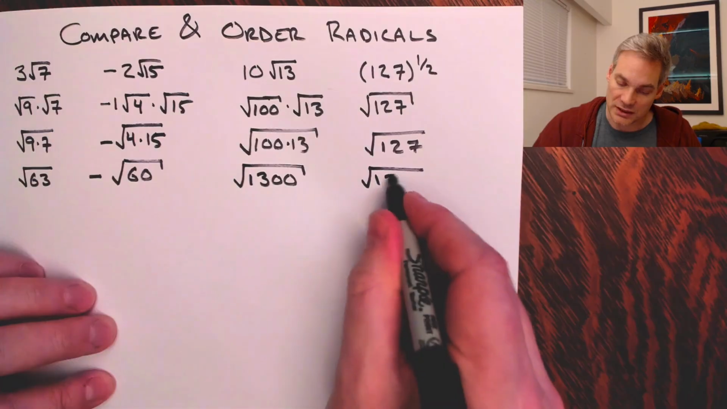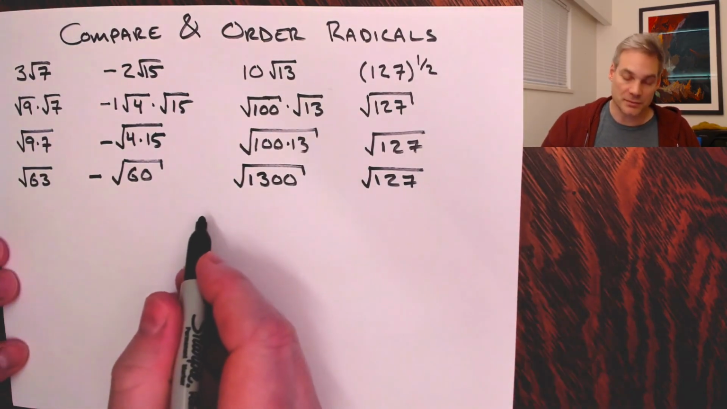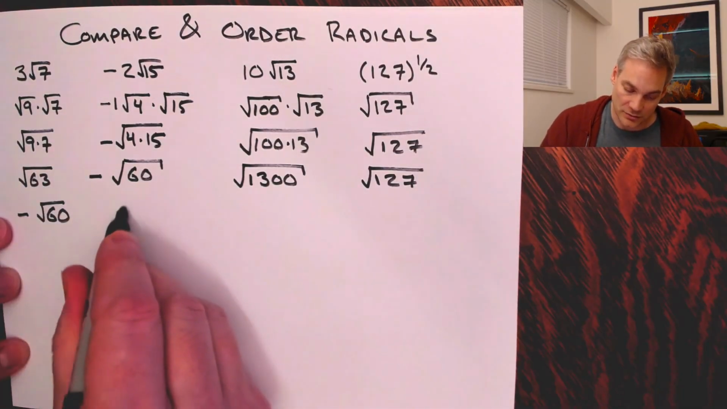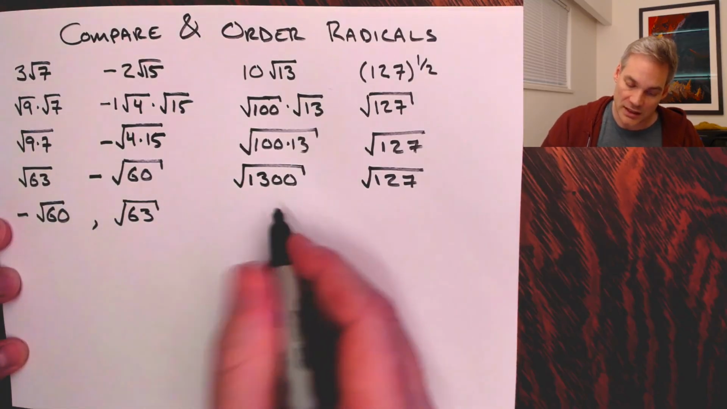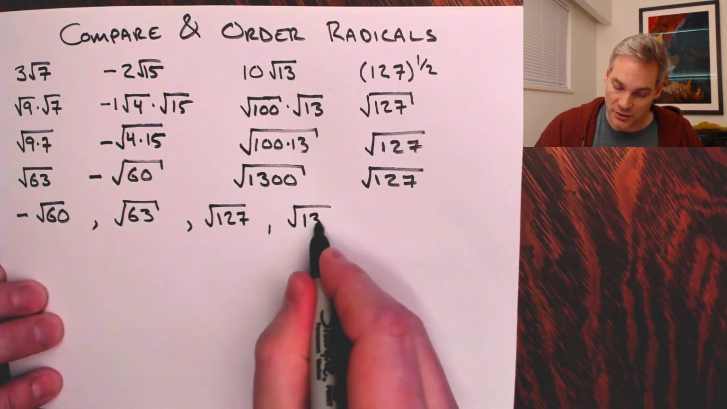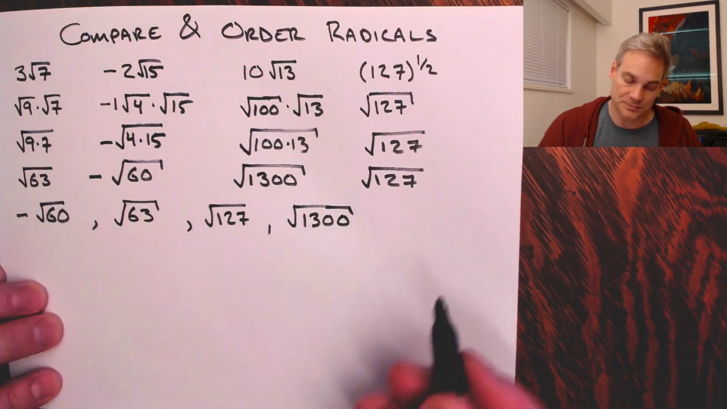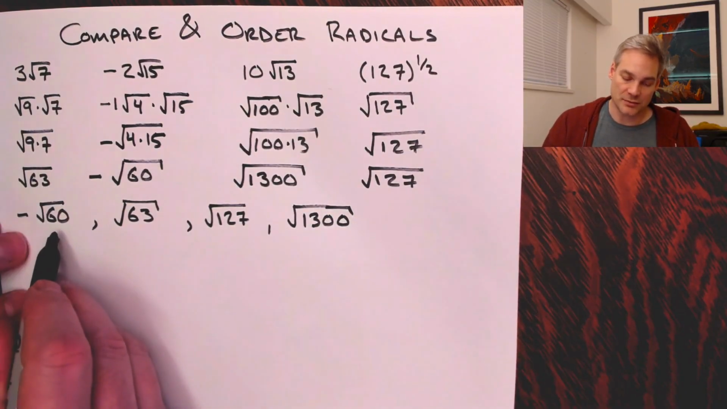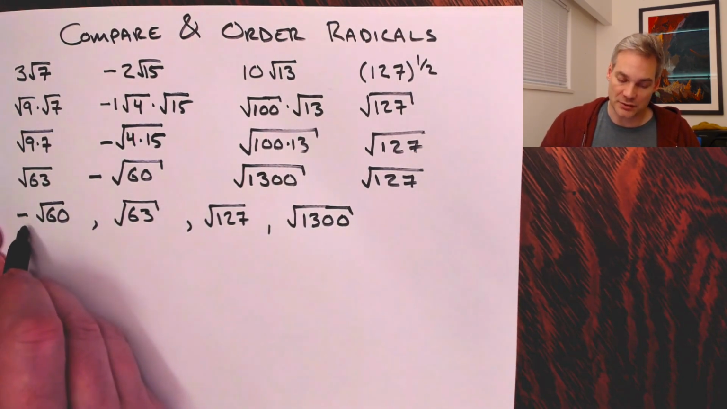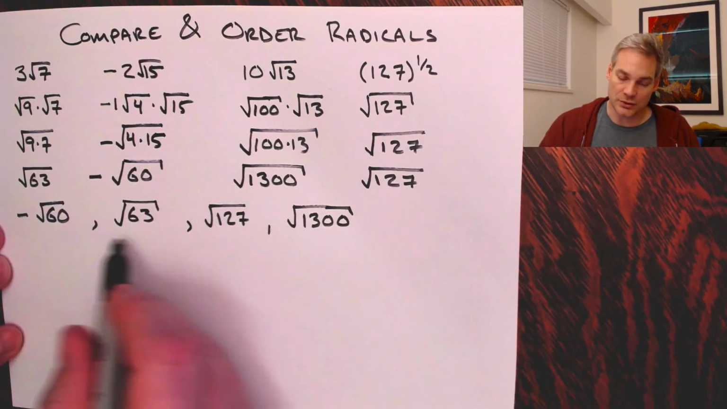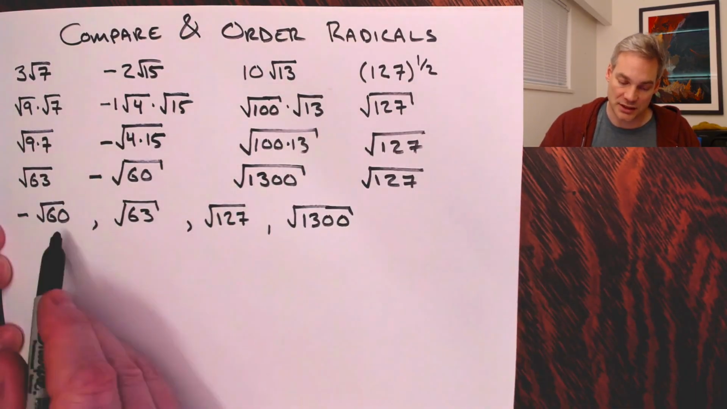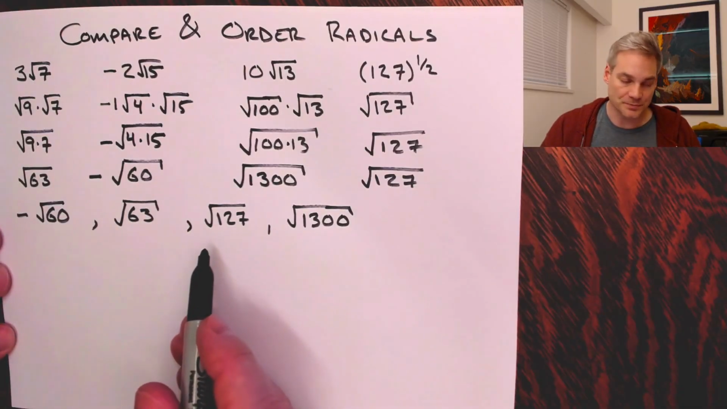And this is 127. So if we want to order them least to greatest, then we'd have negative root 60, and then root 63, and then root 127, and then the root of 1300. So we can see we've gone from the smallest number to the greatest number. This one happens to be a negative as well. And it's easier to see the order of the size of the numbers compared to these mixed radicals. It's much easier to just see that this is the order in which they must be done.